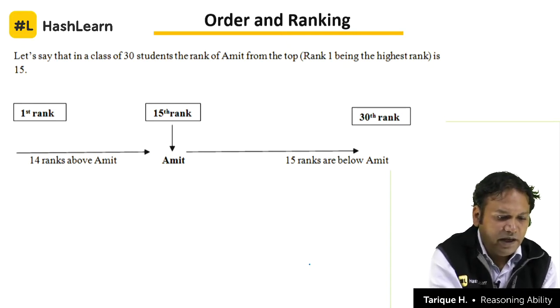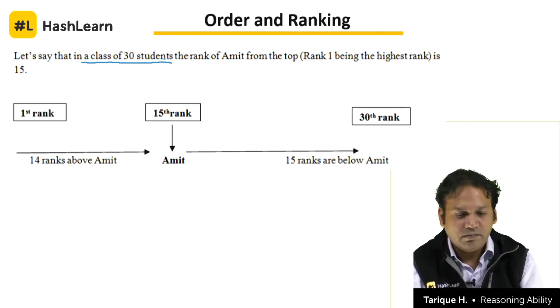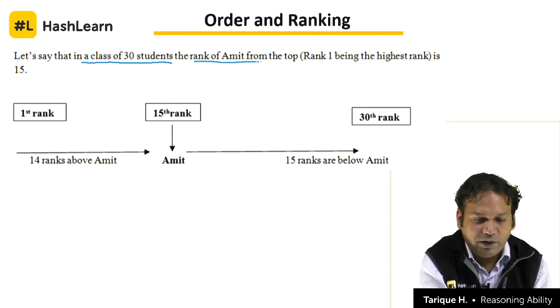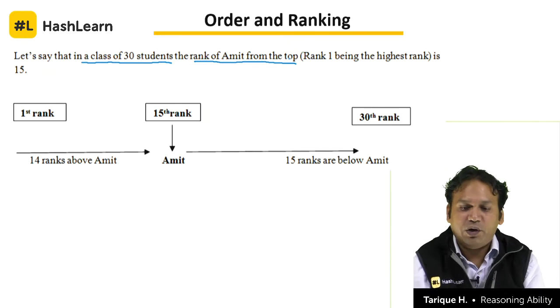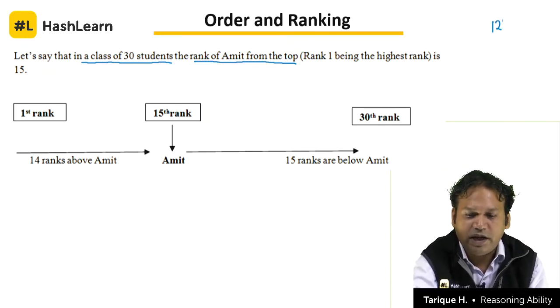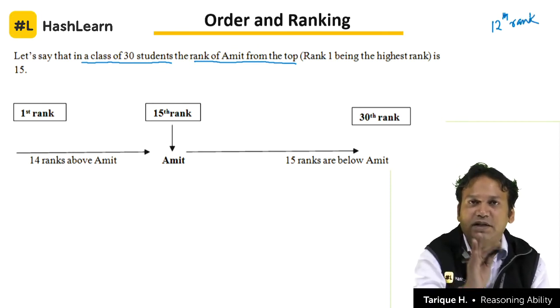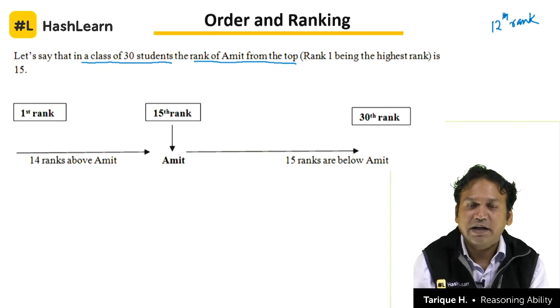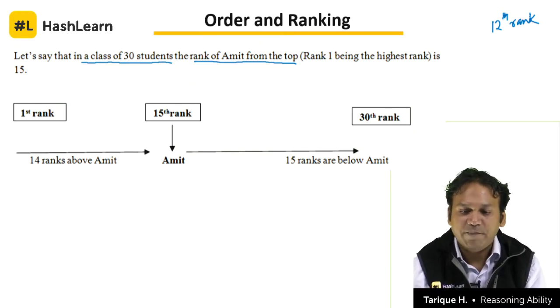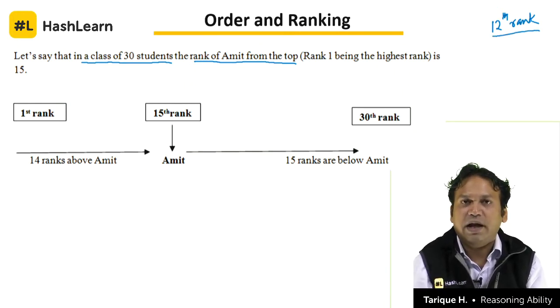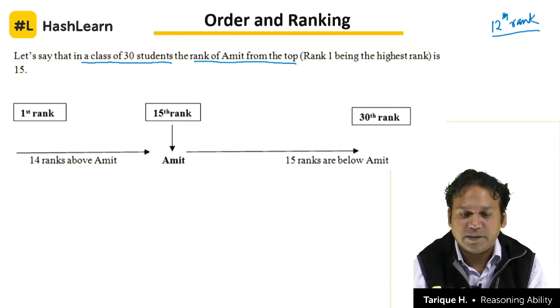Okay, let us say that in a class of 30 students, the rank of Amit from the top. Normally when we say I have got 12th rank in the class or 13th rank in the class, we normally mean rank from the top. That means the first person is in the first rank, that is the highest rank, then second rank, third rank and so on. Let us say my rank is the 12th rank, then I will be in the 12th position.